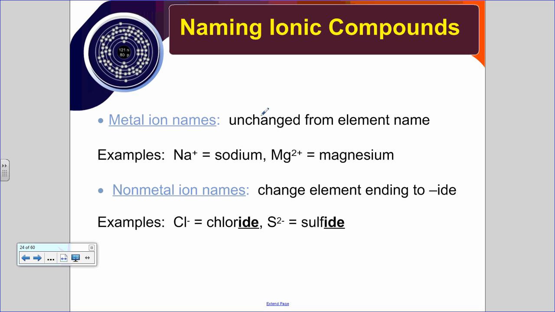Keep in mind that metal ions' names are unchanged from the element's name. So Na, sodium, Mg2+, magnesium. Non-metal ion names will change the ending of that element to "ide." Cl- is chloride, S2- is sulfide. Note that is "ide," not "ite." If you've memorized your polyatomic ions, you probably memorized several ites. And ites are not "ides." They are not created equal.